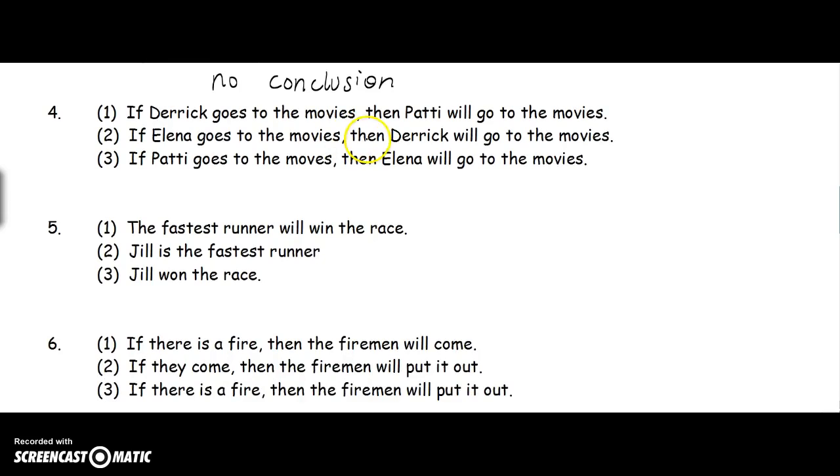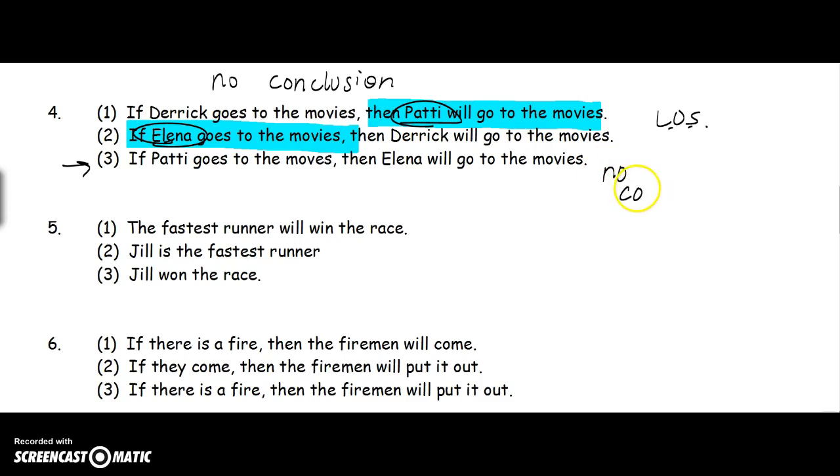If Derek goes to the movies, then Patty will go to the movies. If Alina goes to the movies, then Derek will go to the movies. So the conclusion, if Patty goes to the movies, then Alina will go to the movies. This is law of syllogism, so here we look to see if those match. Patty and Alina, not the same person. So this is no conclusion. We cannot conclude that this is true because those two middle ones do not match.